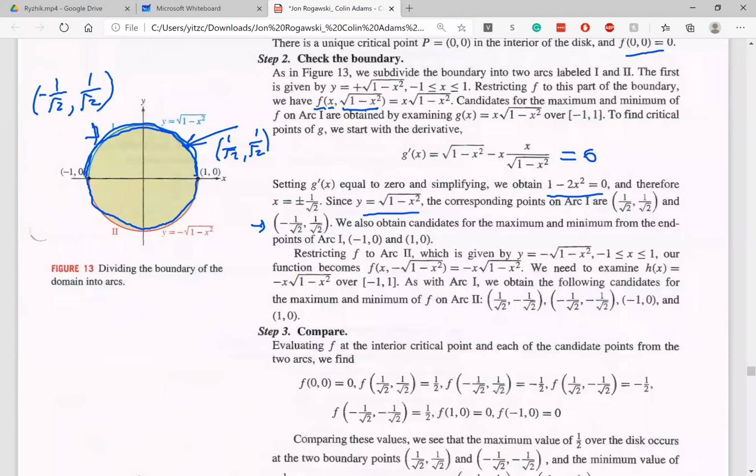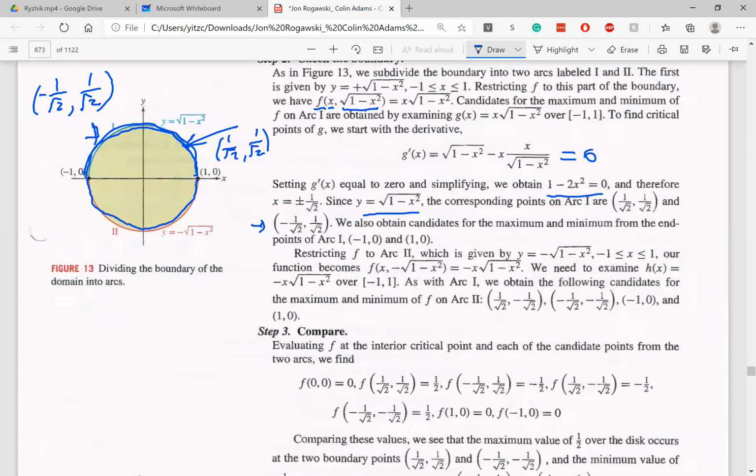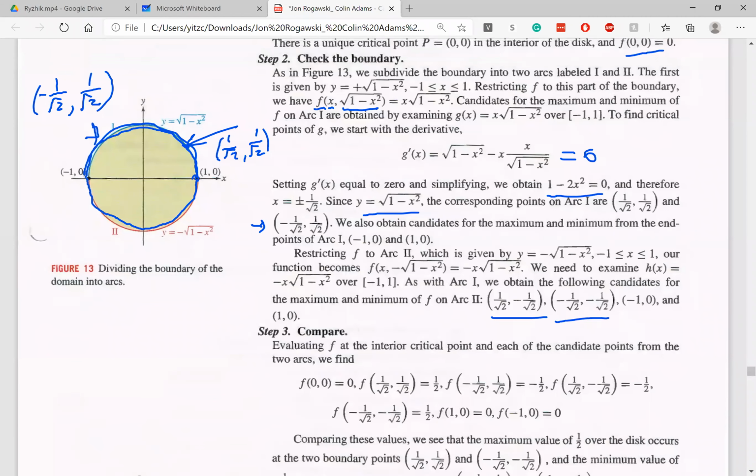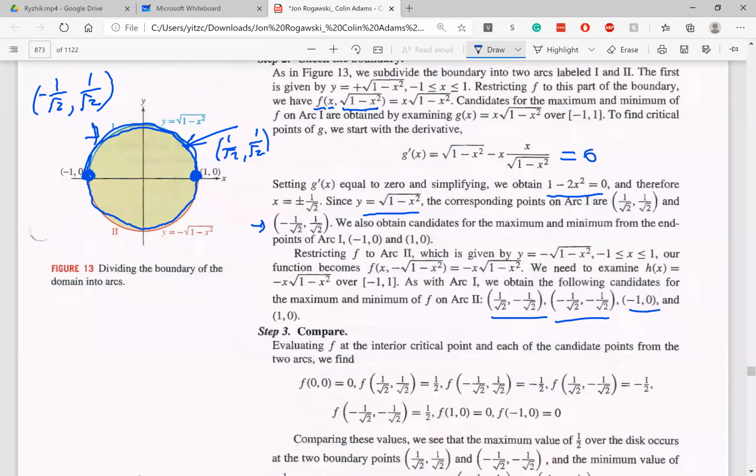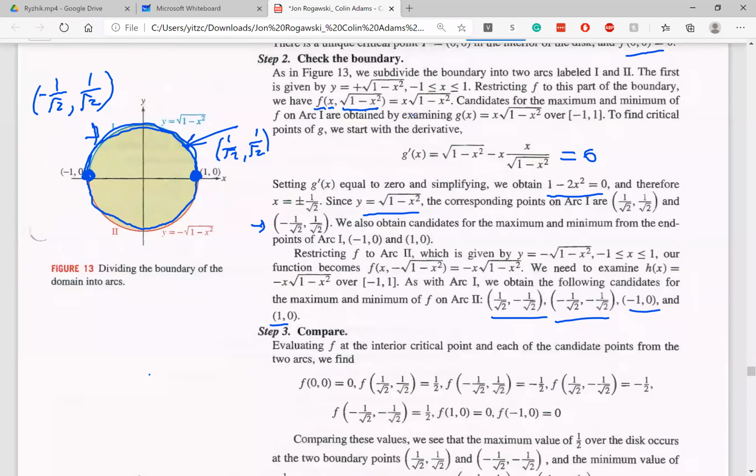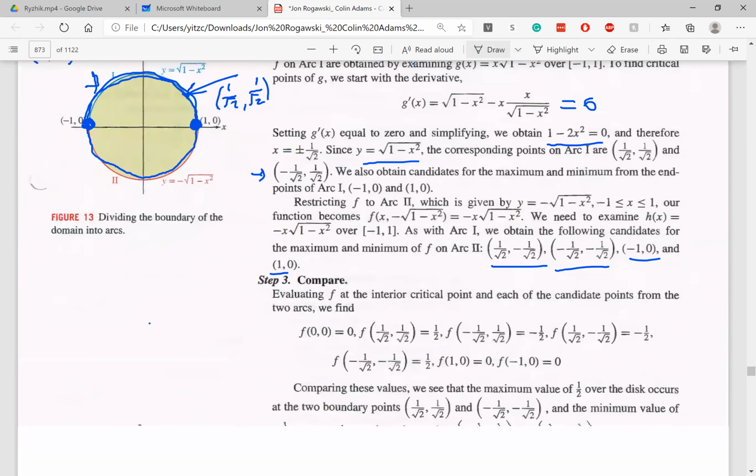Same thing with the second arc. We are going to plug it in, and we need to examine the following candidates for the maximum and minimum. So we get 1 over the square root of 2, negative 1 over the square root of 2, and negative 1 over the square root of 2. Same exact thing. And then we have to evaluate these endpoints because they are part of the boundary of the boundary, so they're also critical points.